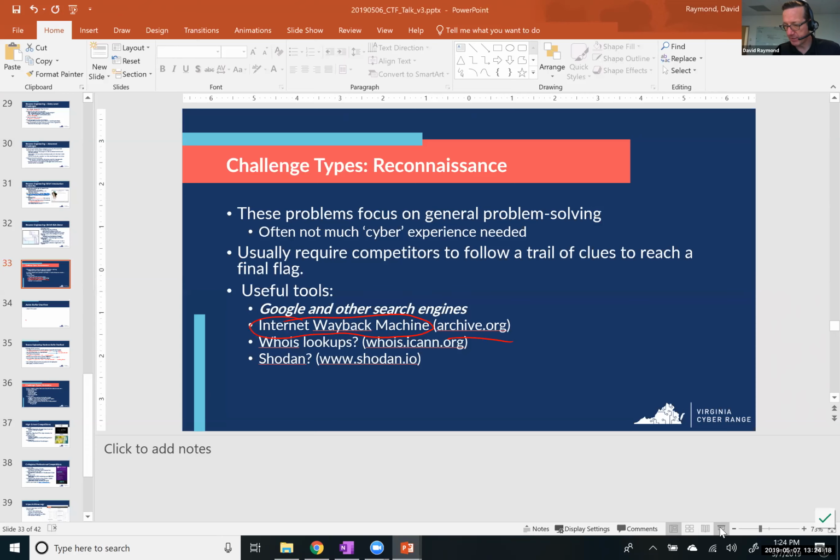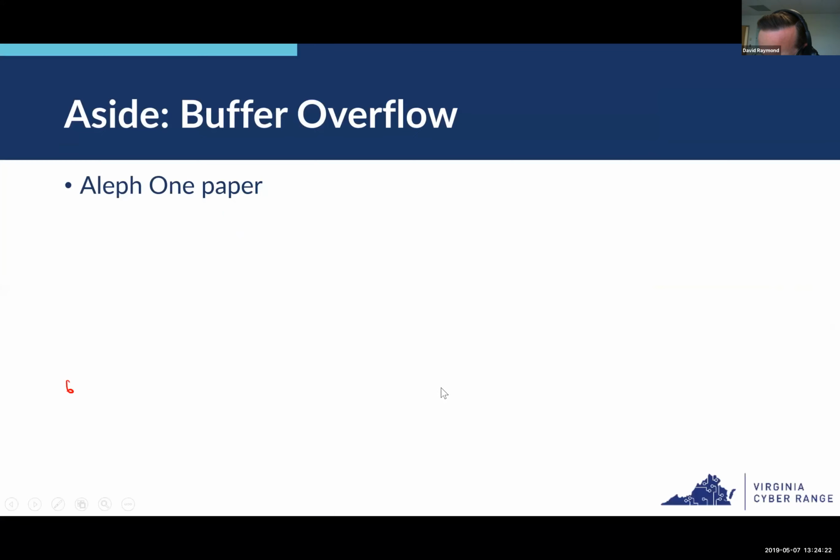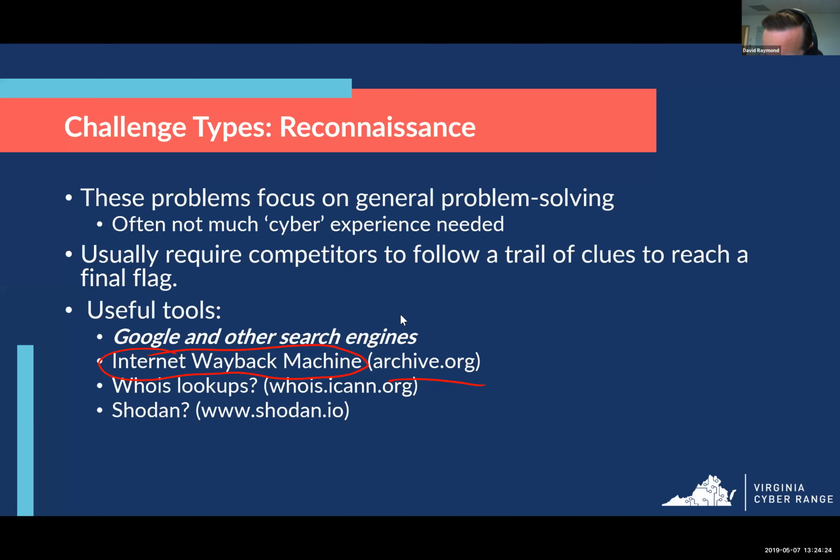You might do something like WHOIS lookups. So WHOIS gives you information about a domain. If you're asked who owns this domain, or what's the IP address for this particular domain name, or what's the phone number of the sysadmin, there are different questions you might get asked about a particular domain or a particular IP address, and how they're associated and that kind of stuff. And then there's a tool also called Shodan.